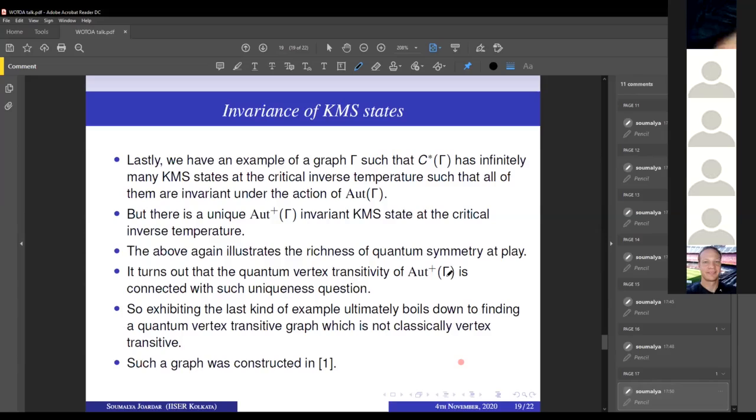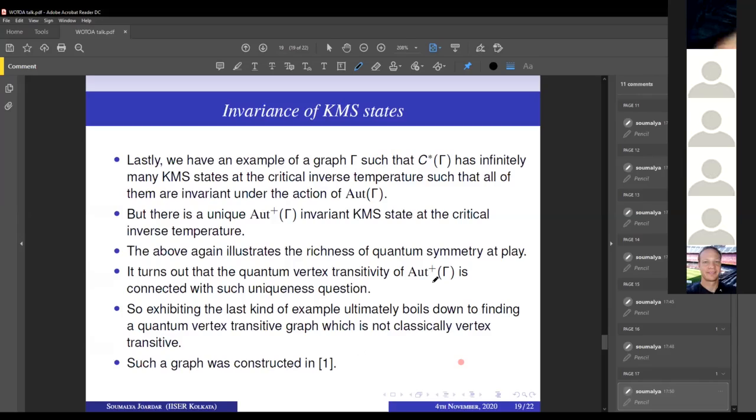A priori they are different, but it was not known that they are different. Meaning, do we have some graph which is quantum vertex transitive but fails to be vertex transitive? Such an example was actually given, I will mention the reference, and it turns out that the invariance of KMS states is quite intimately related to the quantum vertex transitivity or vertex transitivity of the underlying graph.